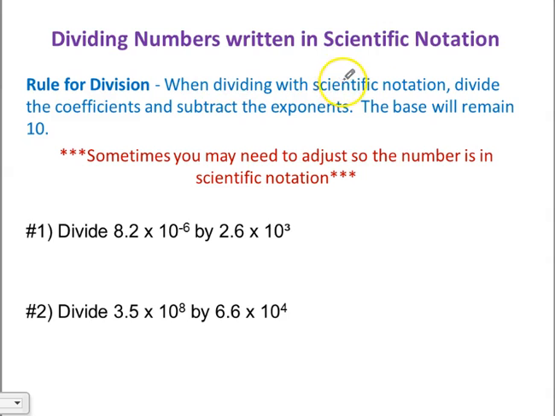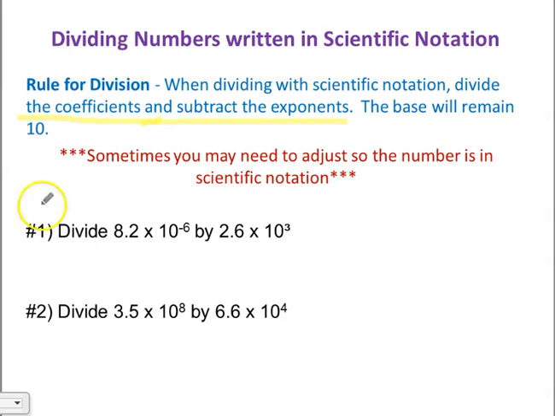All right, the last thing we want to go over to review is dividing numbers written in scientific notation. It's very similar to multiplying. Our rules: we're going to divide the coefficients, but now we're going to subtract the exponents, just like we did when we divided two numbers that had the same base. When we divided those, we subtracted the exponents in the beginning of the unit. So we're going to take that idea and apply it here, but now we're also going to divide the coefficients.